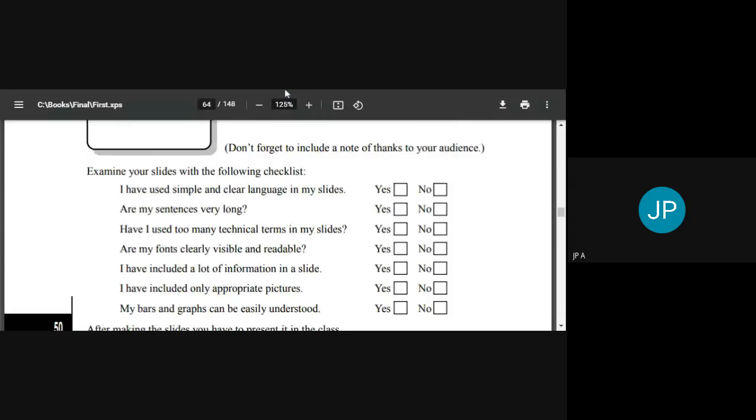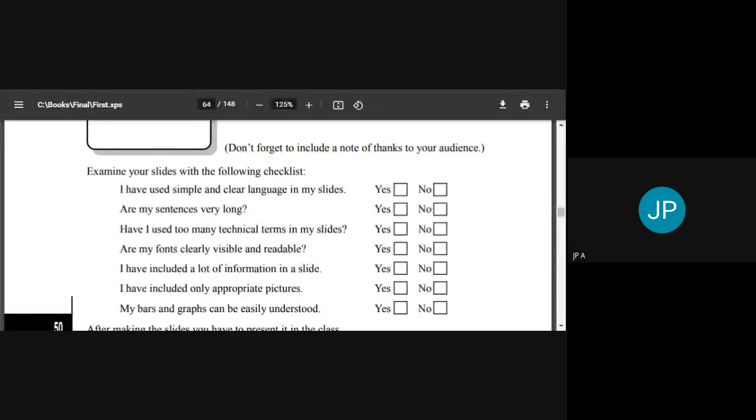And now technical terms. Technical terms are also called jargon. If you use too much jargon, what will happen? The audience will not understand. The audience may be a mix. They may not be technical people. There may be very common people in the audience. So if we use a lot of technical terms, the audience will find it very difficult to understand what we are speaking about.